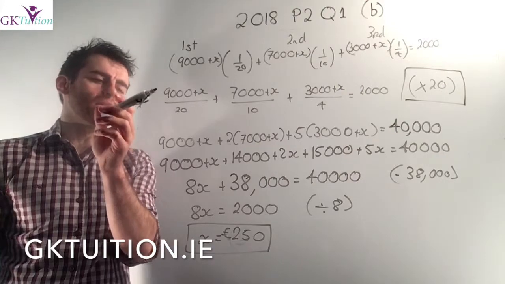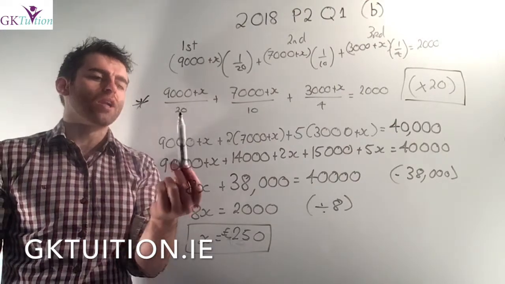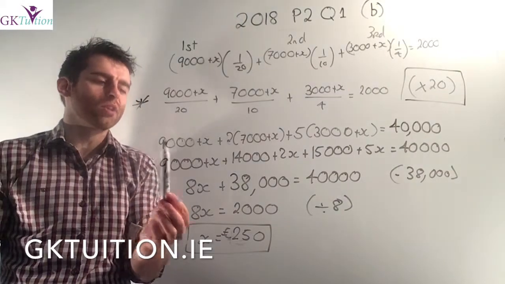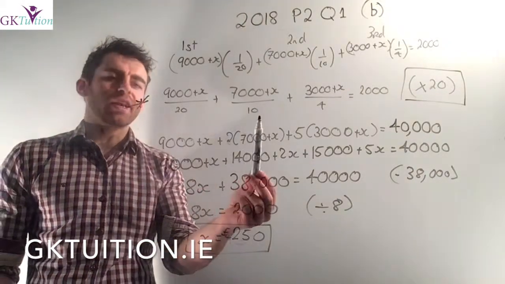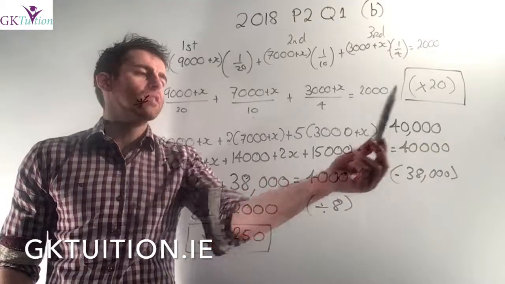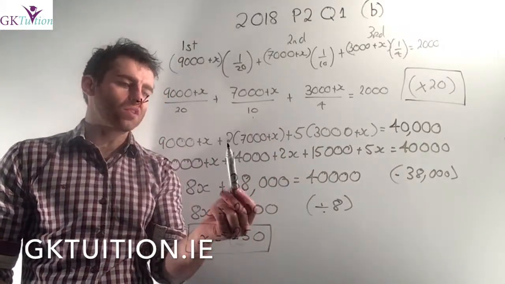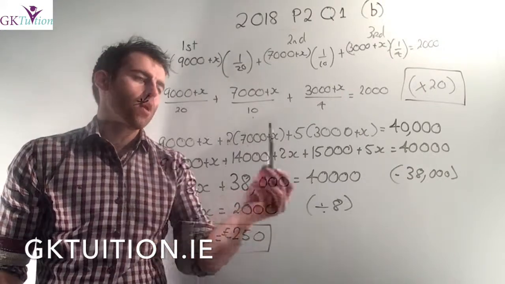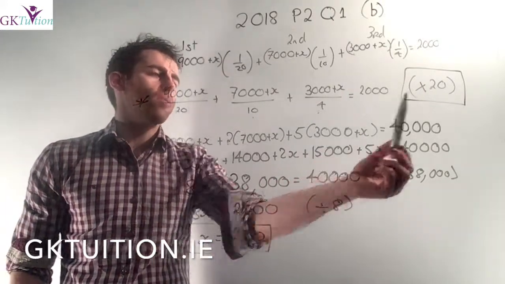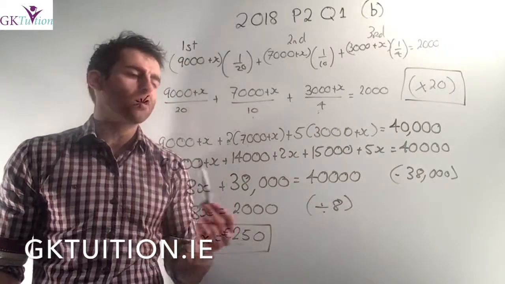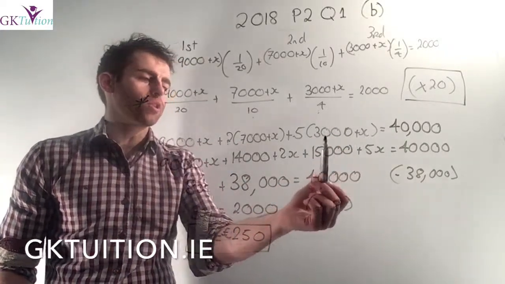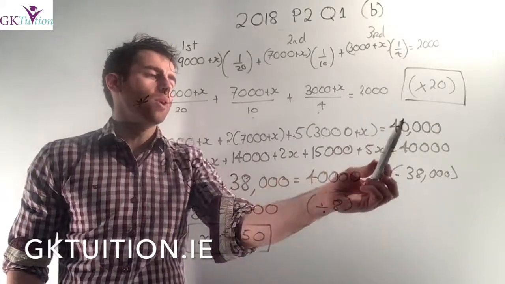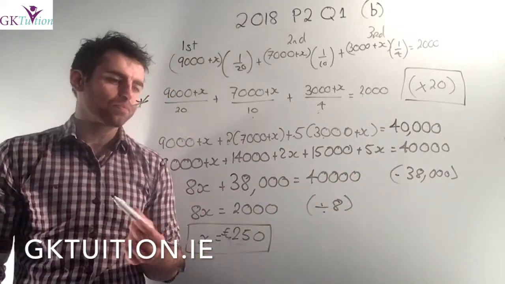If you multiply the first fraction by 20, the denominator divides into 20 once, so it's just 1 times 9,000 plus X. In the next one, the denominator 10 divides into 20 twice, which means it's 2 times the numerator, or 2 times 7,000 plus X. For the third one, 4, the denominator, divides into 20 five times, so it's 5 times the numerator, which is 3,000 plus X. And I know that that is equal to 2,000 multiplied by 20, which gives me 40,000.